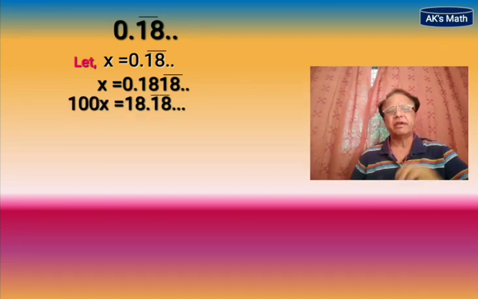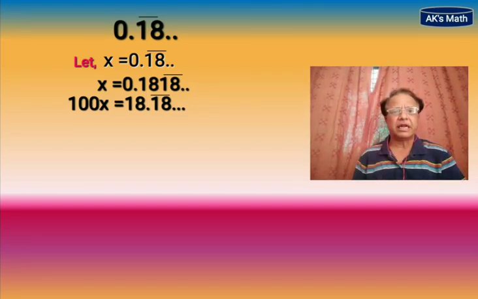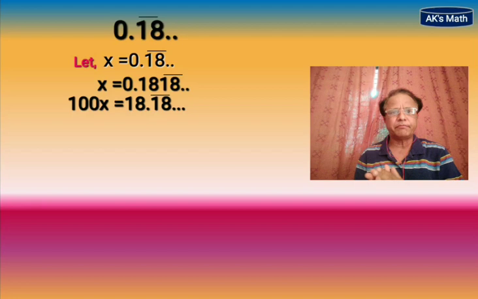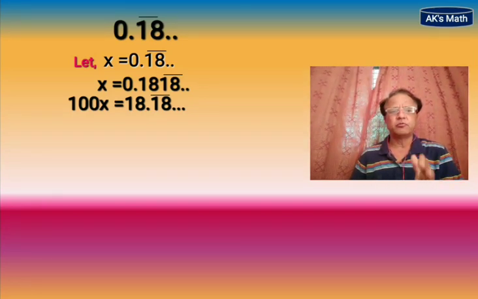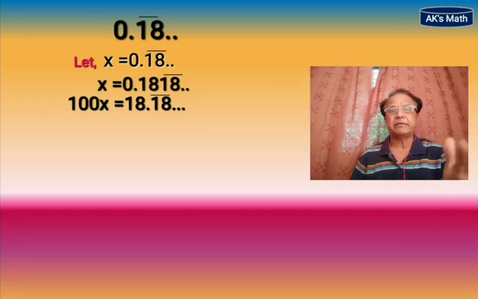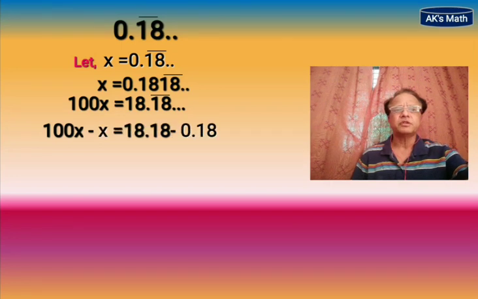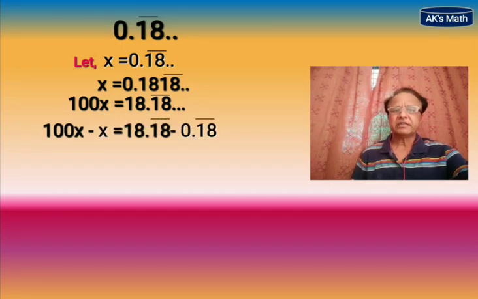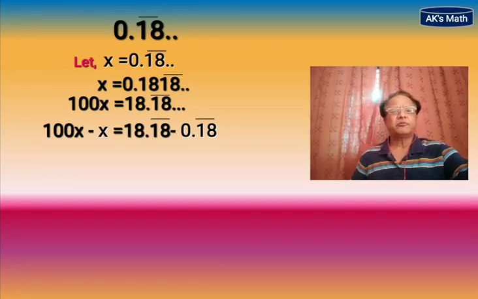100x is equal to 18.18 bar. The decimal of the third line will move 2 steps ahead. It is 0.18, so it will become 18.18. Now again we have to do the same procedure as the last one. Take the subtraction between these two. So it becomes 100x minus x is equal to 18.18 bar minus 0.18 bar.